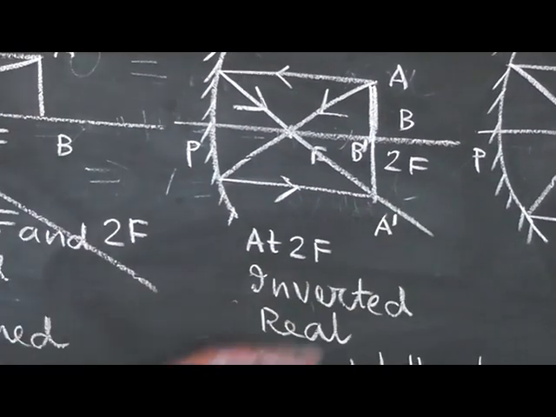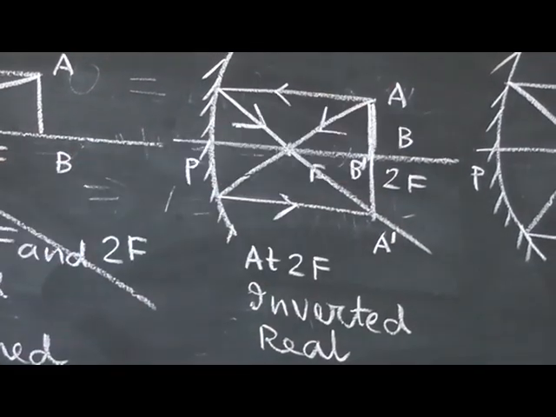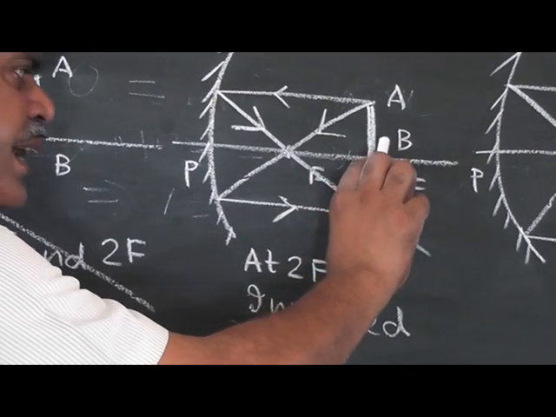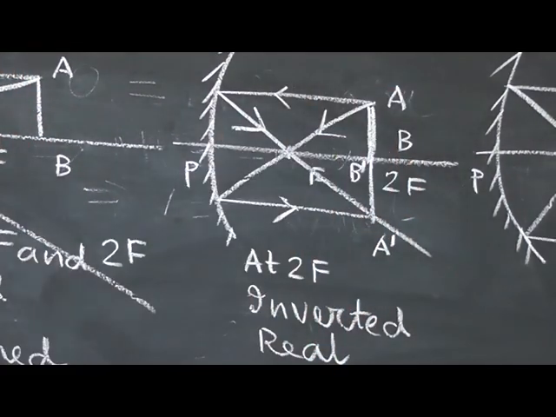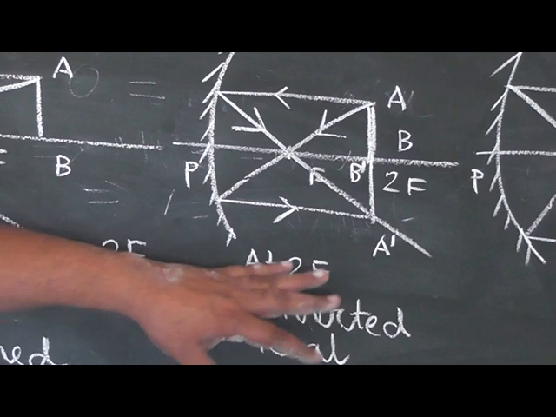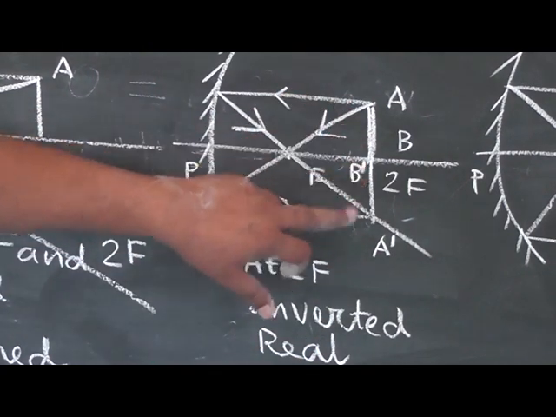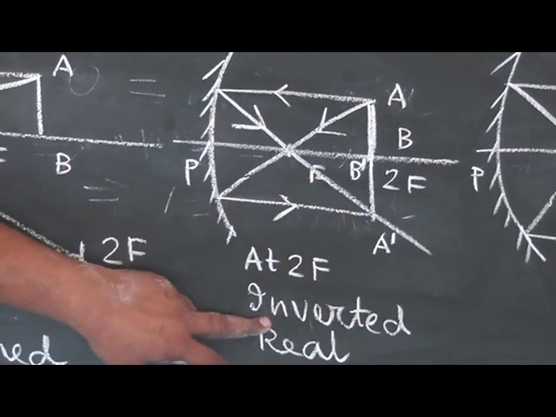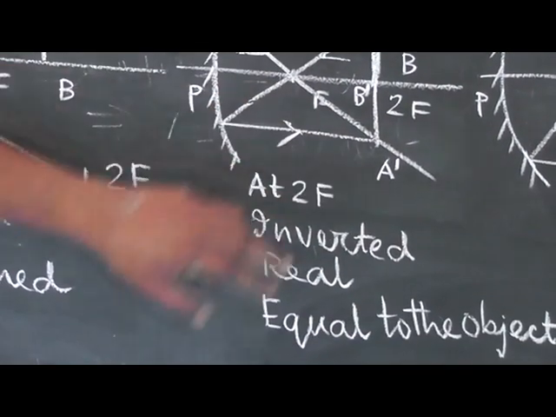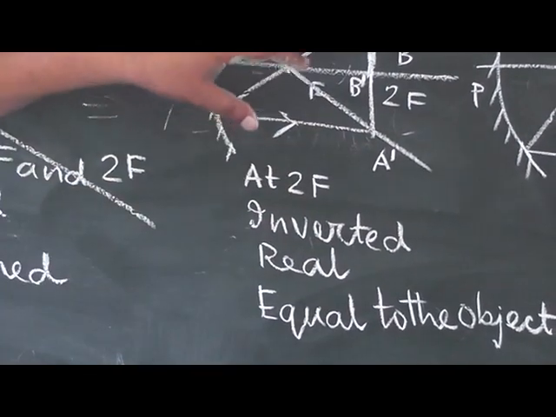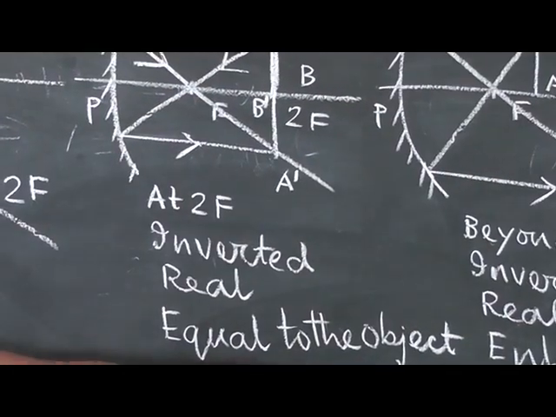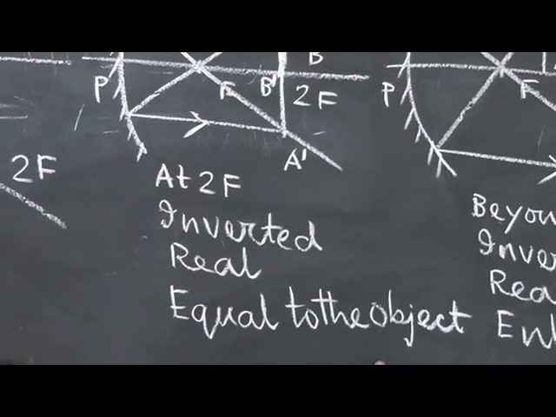So A dash is an image of the point A, and thus we will get an image A dash B dash for the object AB. And it is clearly observed that the image is being formed at 2F. It is an inverted image, upside down. It is real because the rays are really meeting, and it is equal in size to the object.